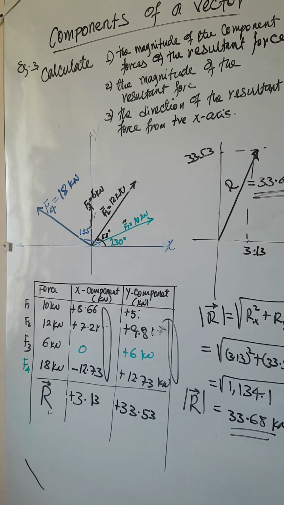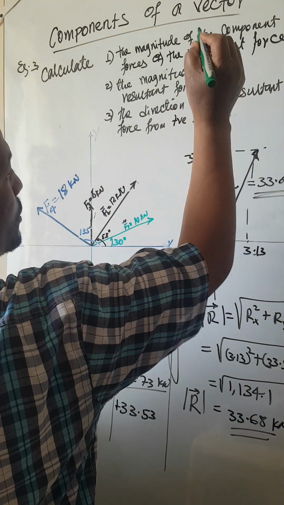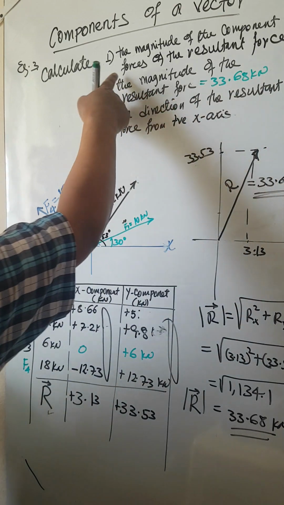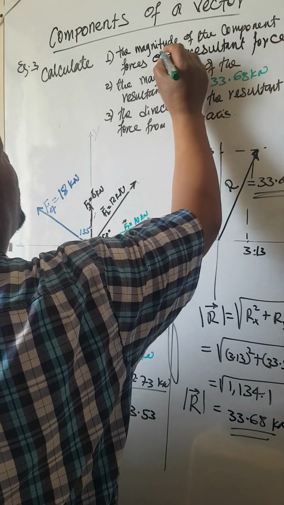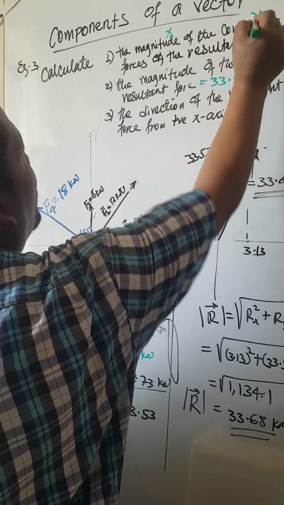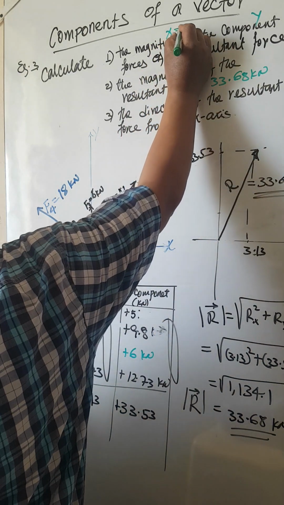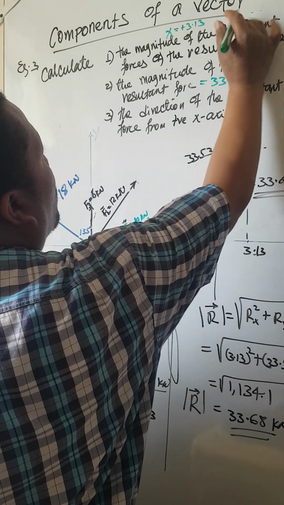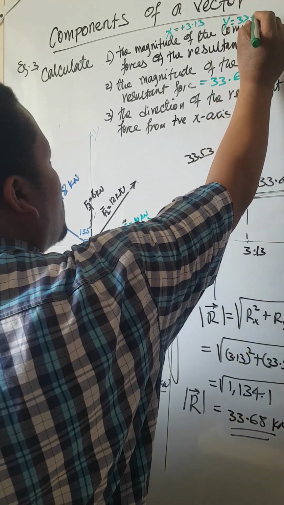Now, the magnitude of the resultant force is 33.68 kilonewton. Now, the magnitude of the component forces along x and along y: along x, it's positive 3.13. Along y, this is equal to 33.53.